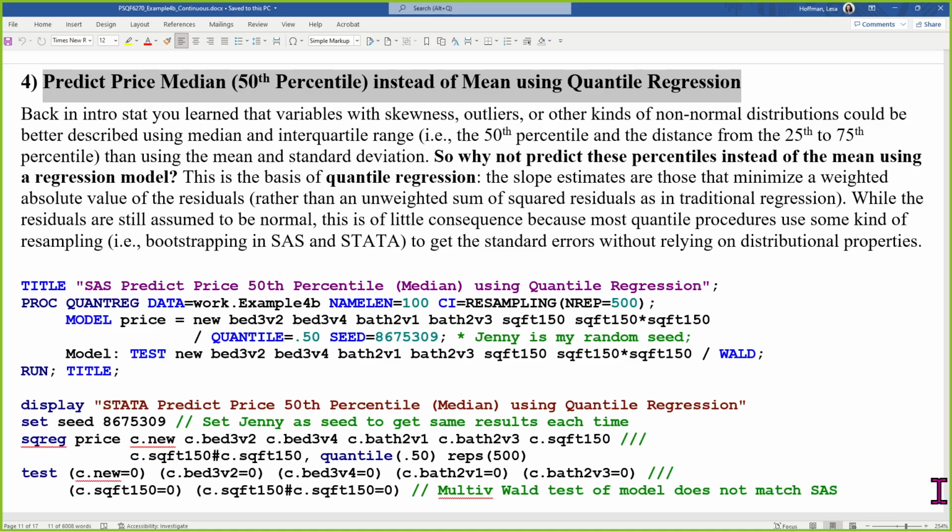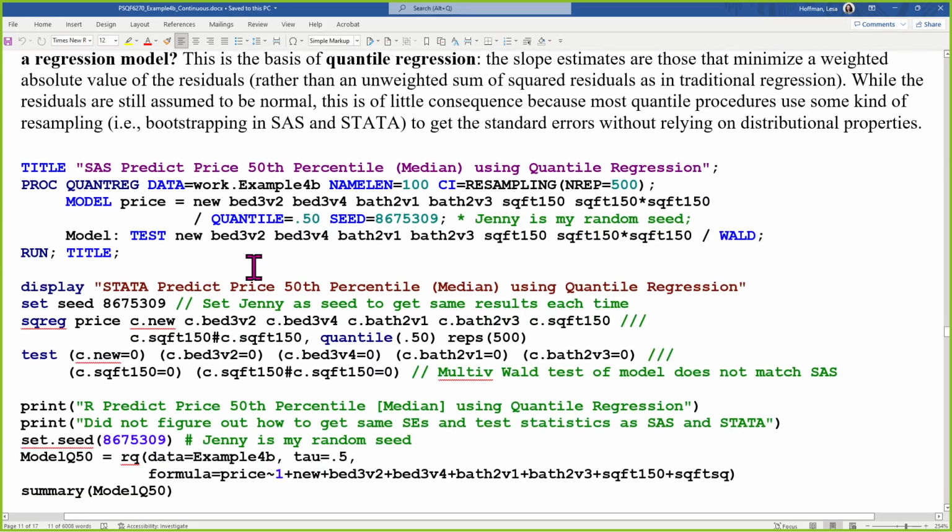I was unsuccessful at figuring out how to do this in R. So in the R output that I have, I just have point estimates and I think some kind of confidence interval, because there were many different options for how to get standard errors and none of them looked familiar to me, so I decided just to give up. But within at least SAS and Stata, I was able to do this fairly easily.